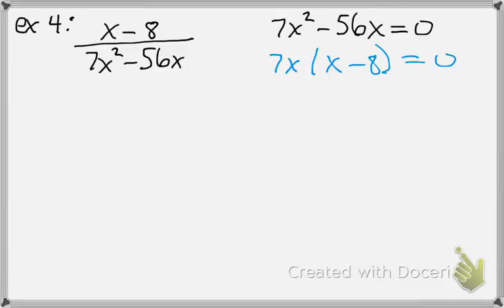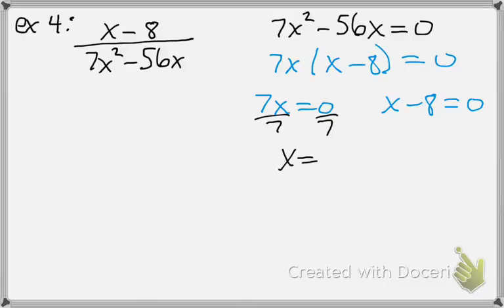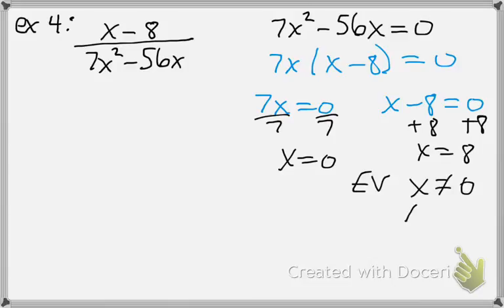So now I set each one equal to 0. So 7x is equal to 0, or an x minus 8 is equal to 0. In that first one, I'm going to divide both sides by 7, so I get x is equal to 0. In the second one, I'm going to add 8 to both sides to get that x is equal to 8. So I know my excluded values are that x cannot equal 0, and x cannot equal 8. Step 1 is done.